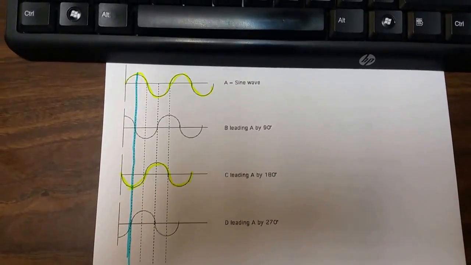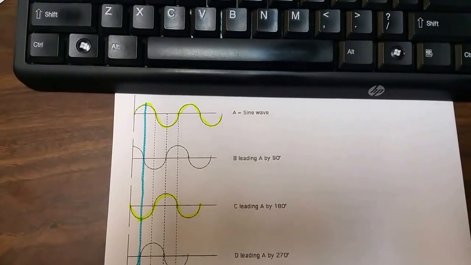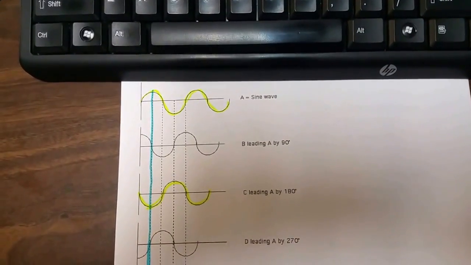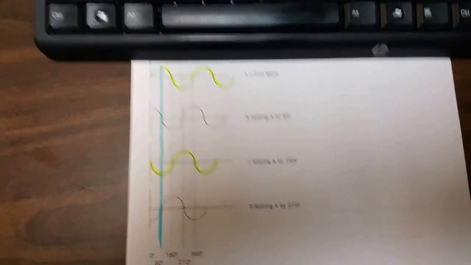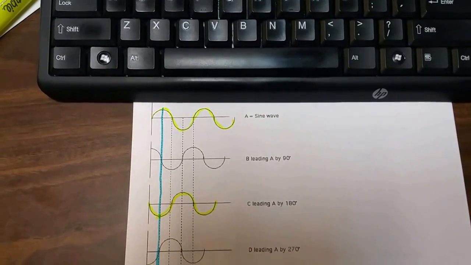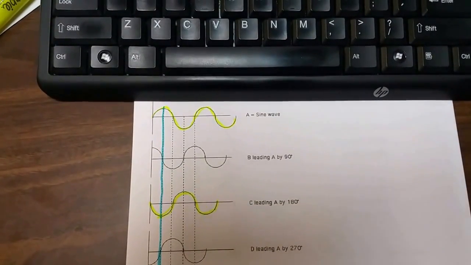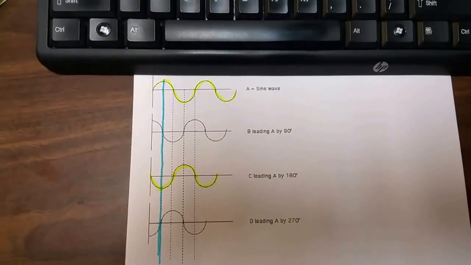Okay, guys, let's talk about phase. A lot of people have trouble with this. It's definitely not the easiest subject out there for sound quality. There's a lot that goes into it. There's a lot of math and science behind it. Obviously, it's just a natural phenomenon, but there's a lot of math to explain it.